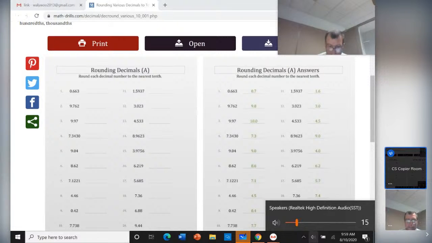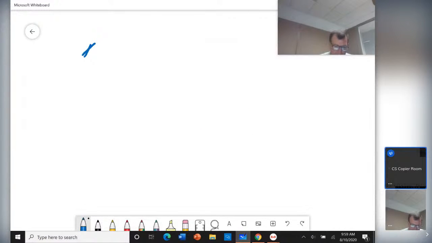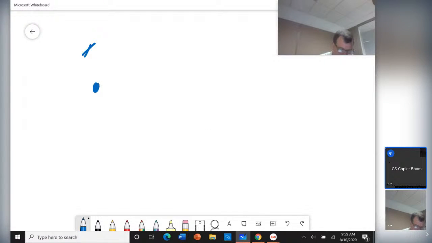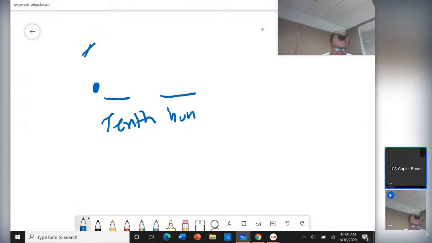I posted this worksheet in Basic Math. We're going to continue working on rounding decimals. A couple things I want to go over first is our place value. So when we have decimals, that first place value is going to be the tenth. The next one is going to be the hundredth. And the third one is the thousandth.